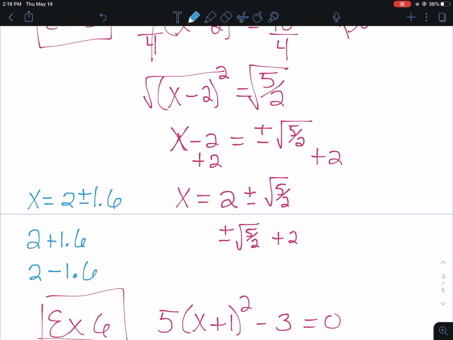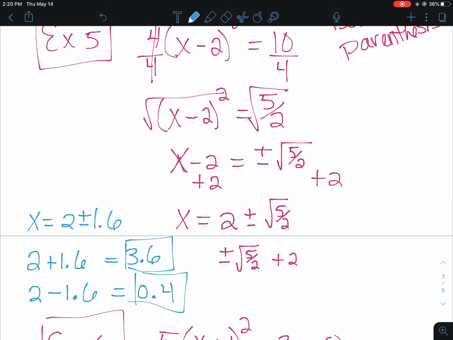So 2 plus 1.6 would be 3.6. 2 minus 1.6 would be positive 0.4. So these would be the 2 approximate places where our graph would cross the x-axis, okay? So again, stay tuned if you want a little bit of a challenge, a little bit of pushing yourself with simplifying these radicals here, and I'll show you how to do that in just a second.